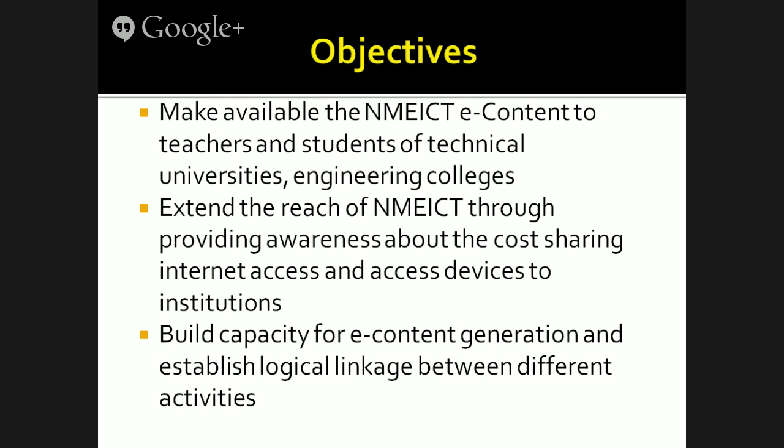The next objective is to extend the reach of NMEICT by providing awareness about cost-sharing internet access and access devices to institutions. NMEICT says that if we want to send the e-content to the rural side or rural students, then what you need is internet connectivity to each and every organization or institution. That is the main concern. So NMEICT says that we will provide you all the internet connectivity.